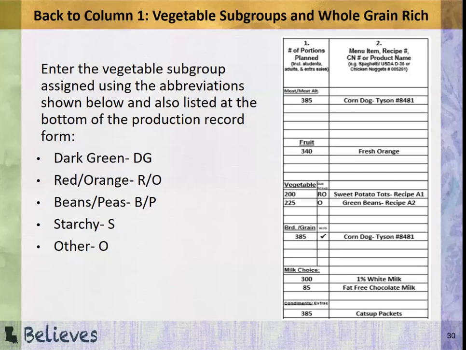Under the vegetable subgroup area, use the abbreviations referenced at the bottom of the production record form, which include dark green, listed as DG, red orange, listed as RO, beans peas, listed as B/P, starchy, listed as S, and other listed as O.